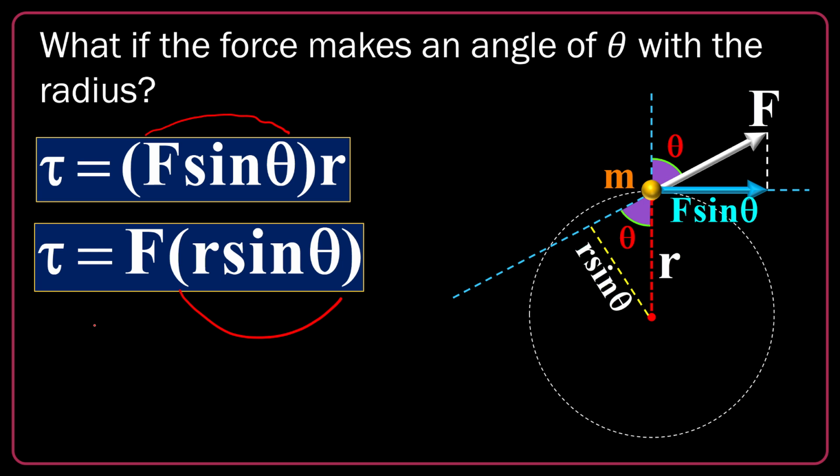What's the meaning of effective distance? Effective distance is the distance, the component of distance that's perpendicular to the line of action. Or effective force is a component of force that's perpendicular to the distance. Okay, this is the very complete alternative for definition of the torque.